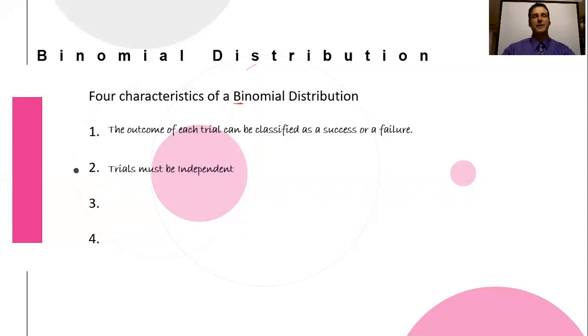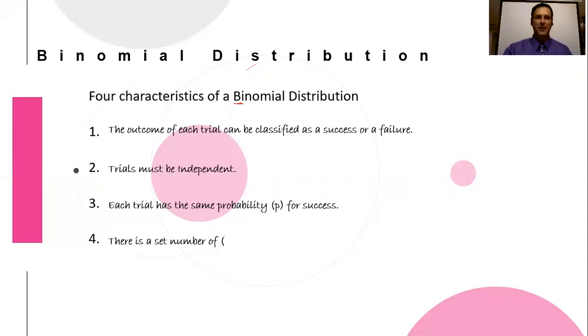Second item, trials must be independent, which means that one trial has no influence on the outcome for a later trial, okay? And then further, each trial has the same probability P for success, okay? So the probability does not change for success as you work through more and more trials. Finally, there's a set number n trials, okay, within your activity, whatever you're choosing to do. Okay, we'll talk more about that in a second.